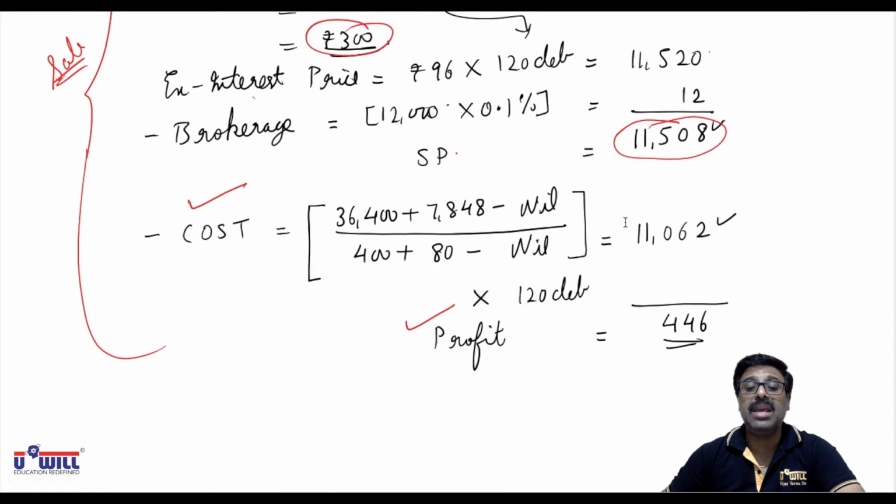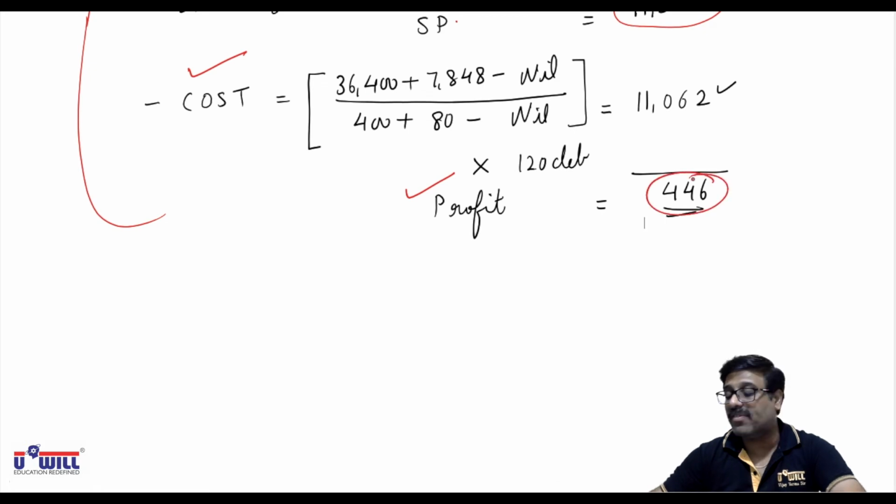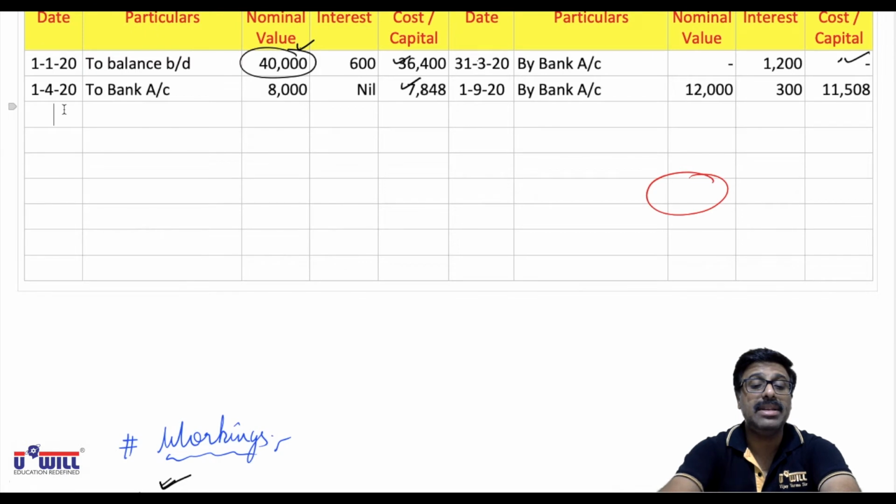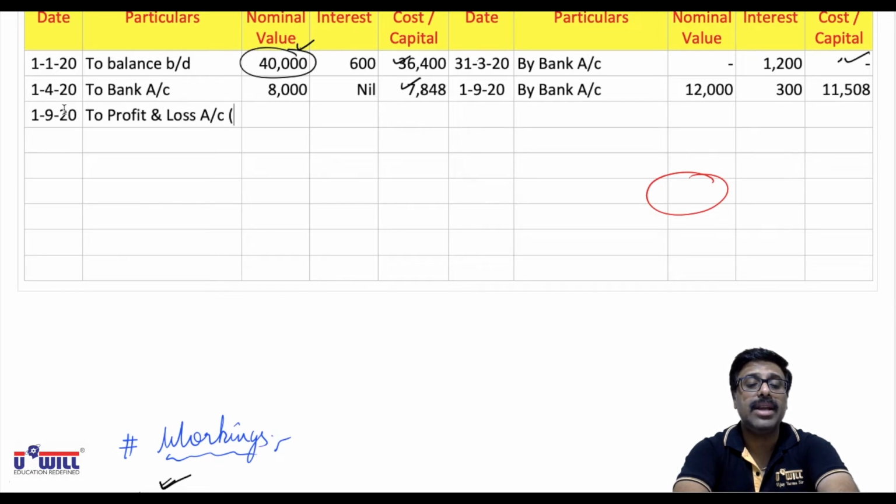And then purchase and profit on the debit side. So profit will come on the debit side, 446 rupees. Profit will come on the debit side, 1st September 2020, to profit and loss account, in bracket profit.